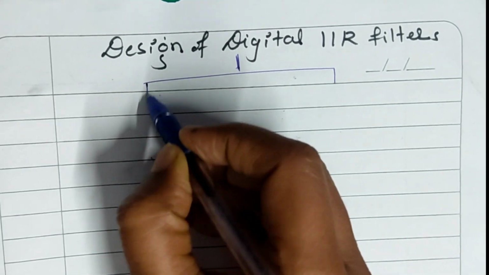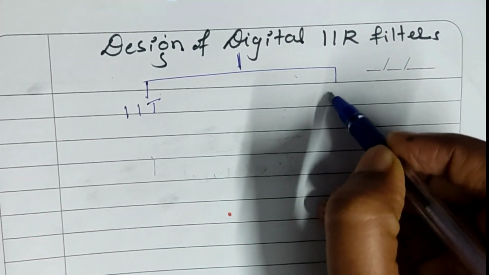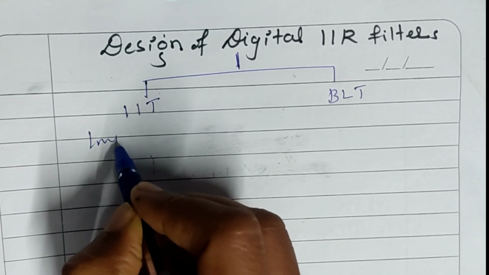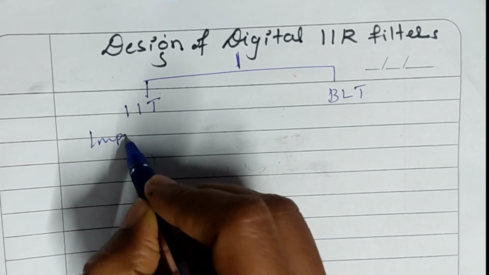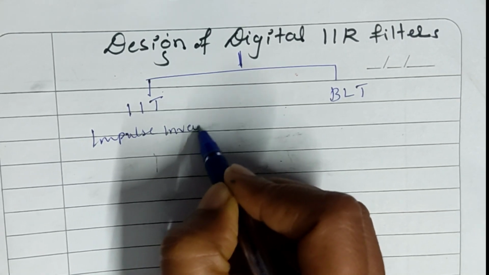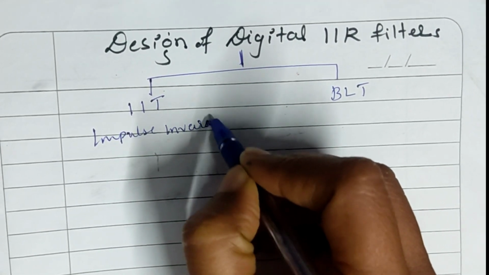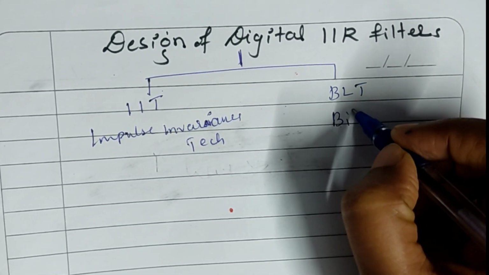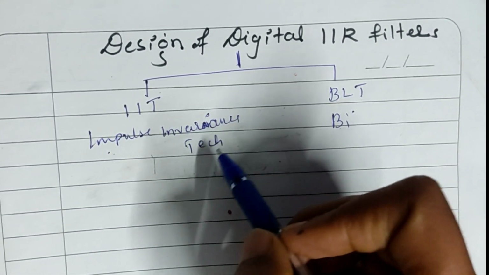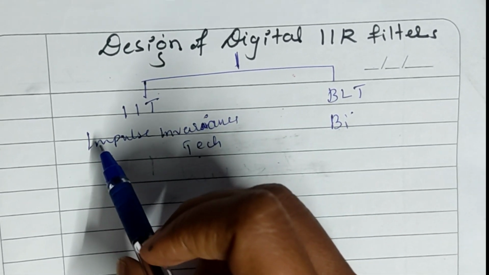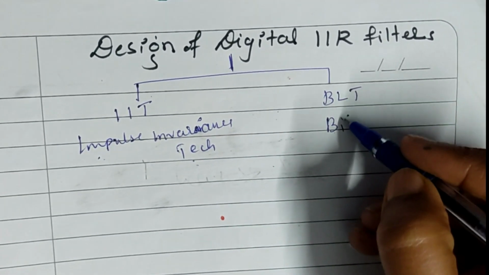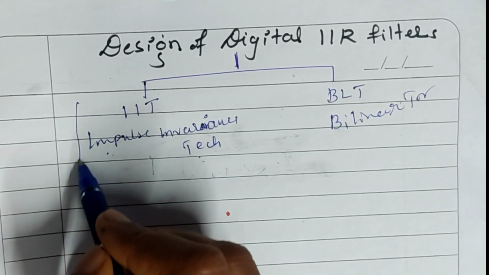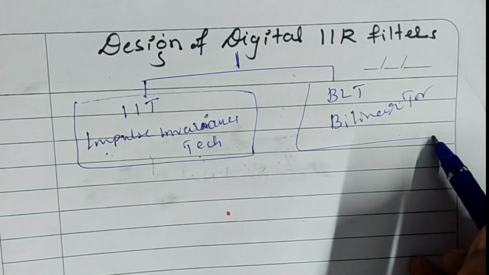One we can call IIT, and another one is BLT. IIT means Impulse Invariance Technique, and BLT is bilinear transformation. Impulse invariance transformation or impulse invariance technique, we can call it either way. Now we will concentrate on this first, and next we will concentrate on BLT.